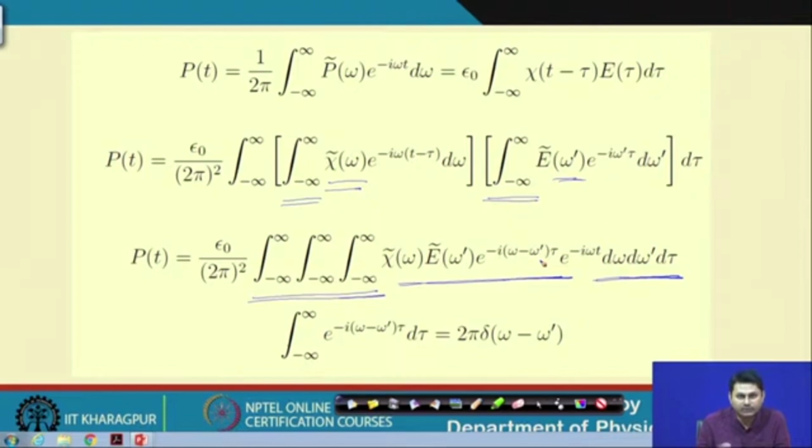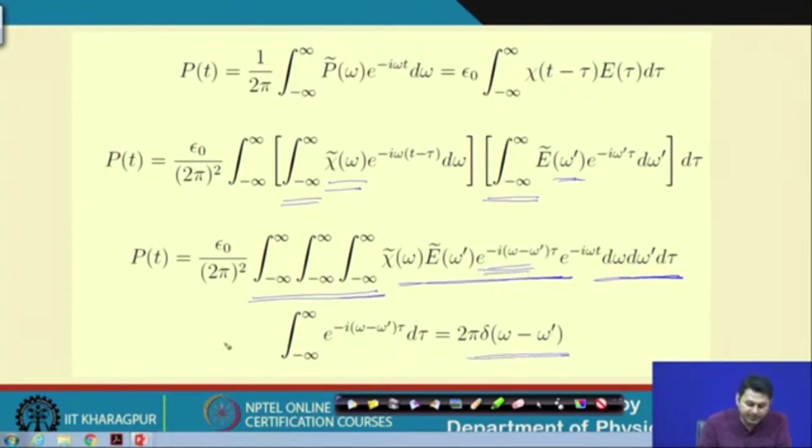If you do that, you will find it comes naturally. Here you have e to the power i omega (t minus tau), here you have e to the power minus i omega prime tau. So, if I write these two things, then I will have something like this, and once I have these two things, then I can write this quantity in terms of the delta function.